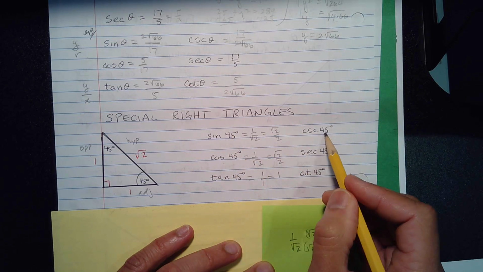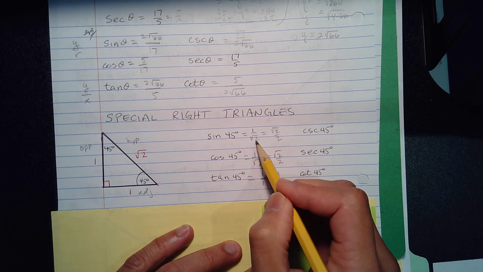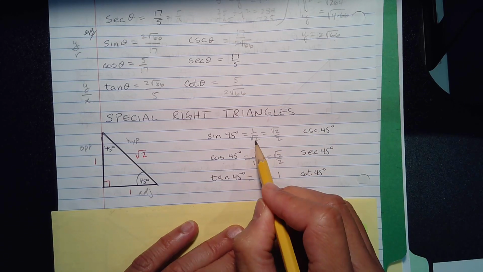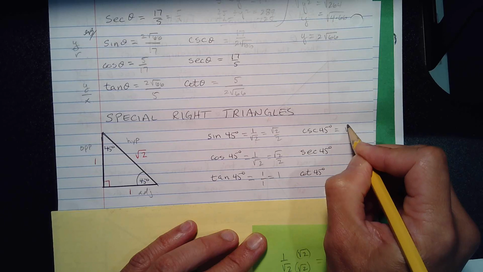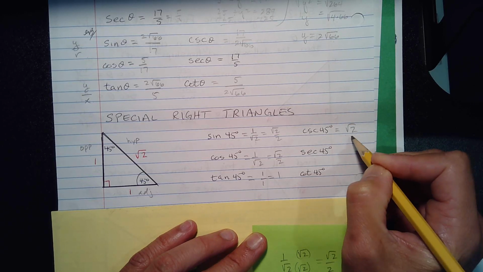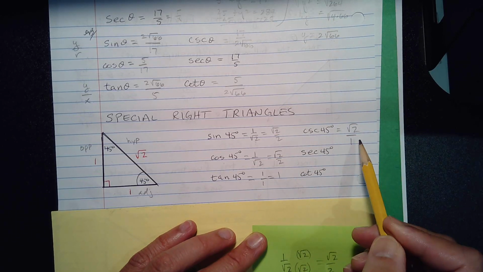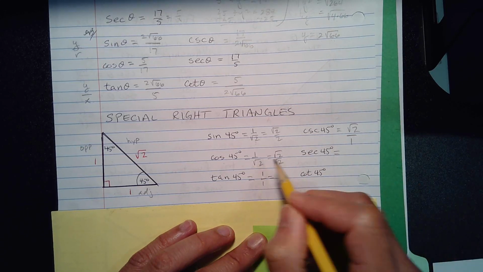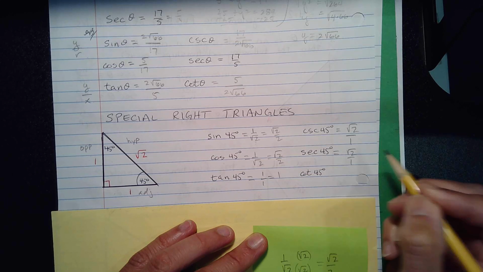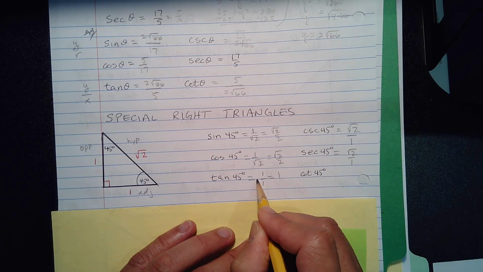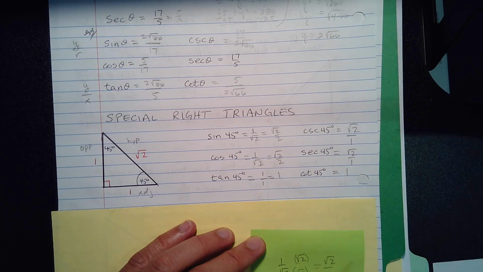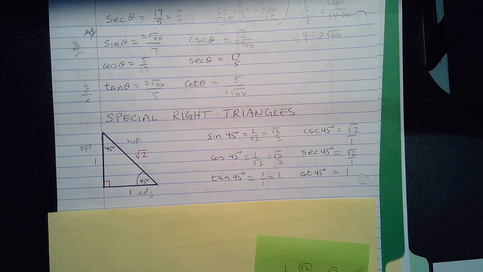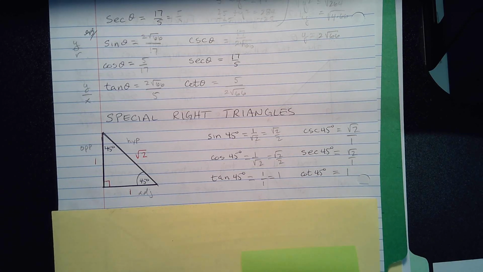So cosecant 45 is just the reciprocal of 1 over radical 2. I'm going to use this one, so when we take the reciprocal, look what happens. We don't have any radicals in the denominator. Secant 45, again, is the reciprocal, radical 2 over 1. And cotangent 45 is the reciprocal of 1, which is just 1. So again, these are special right triangles. It's special because it's a 45, 45, 90.